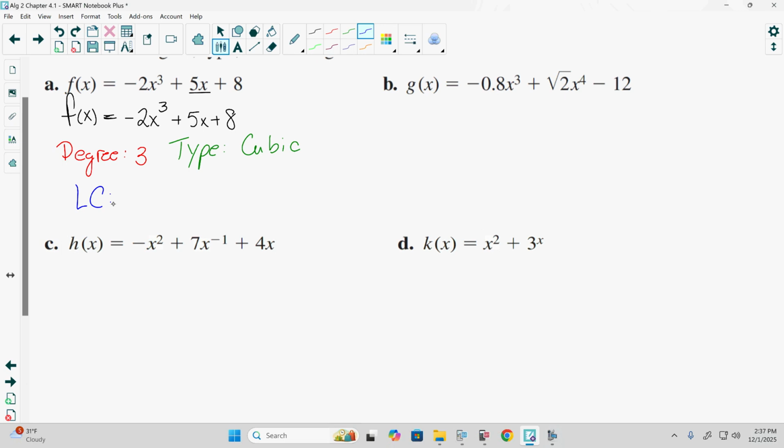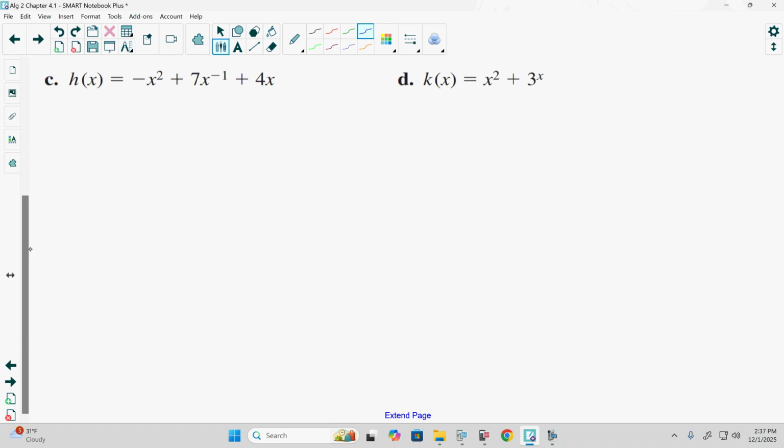I abbreviate leading coefficient as LC, but what would the leading coefficient of this be? Negative 2, because the leading coefficient is the number in front of the variable with the biggest exponent. Because 5 is actually a coefficient, it's just not the leading coefficient. Questions on A? We look ready for the next one.